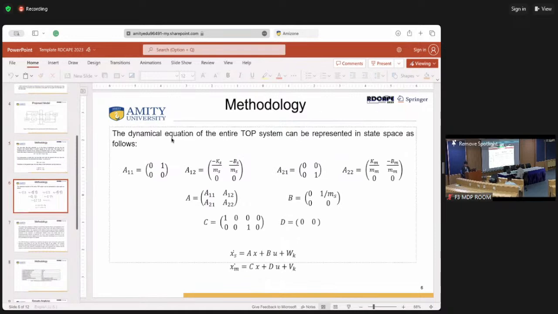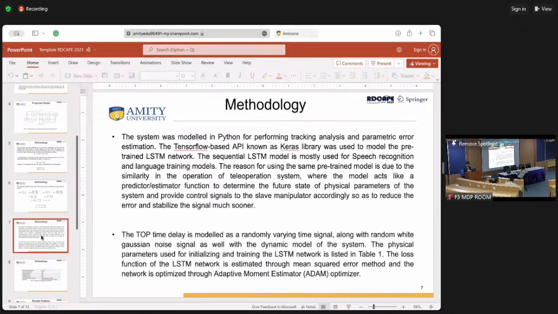Next is the dynamical equation of the entire teleoperation system, which can be represented in state space. These are the two equations, with their matrices. This is the mass moment of inertia matrix, which considers all the values, and W represents the environmental noise on the slave, and XM is for the human operator. The system was modeled for tracking analysis of the parameter estimation error.